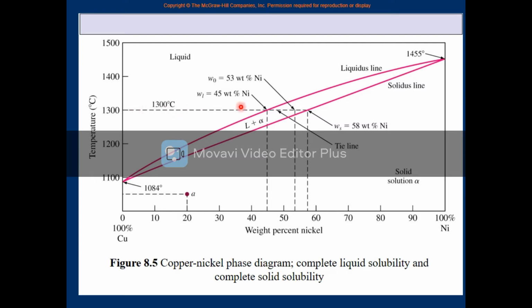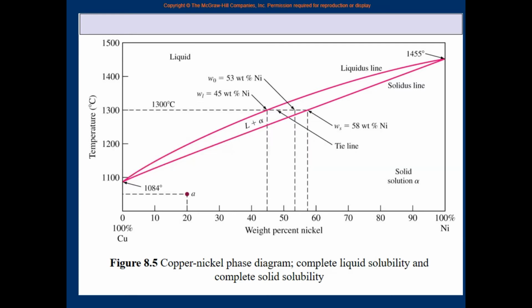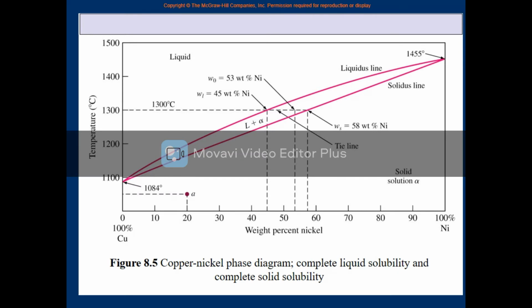But if the temperature is 1300, then we are between the liquidus and the solidus lines. So our answer is that both solid and liquid phases will be present. So what are the two phases present? Liquid L and solid alpha. So this is right. This is the temperature.